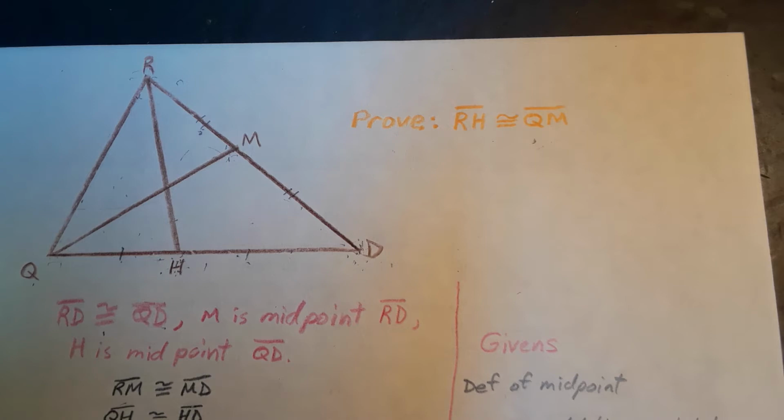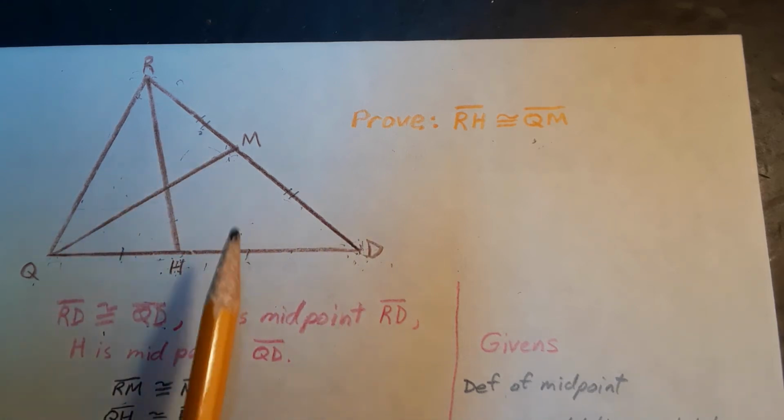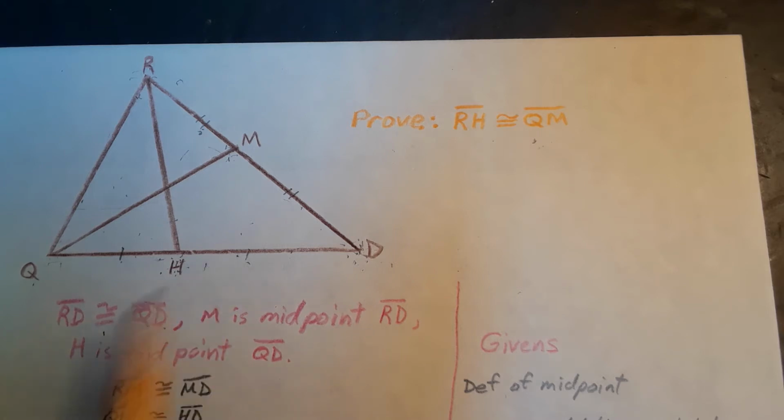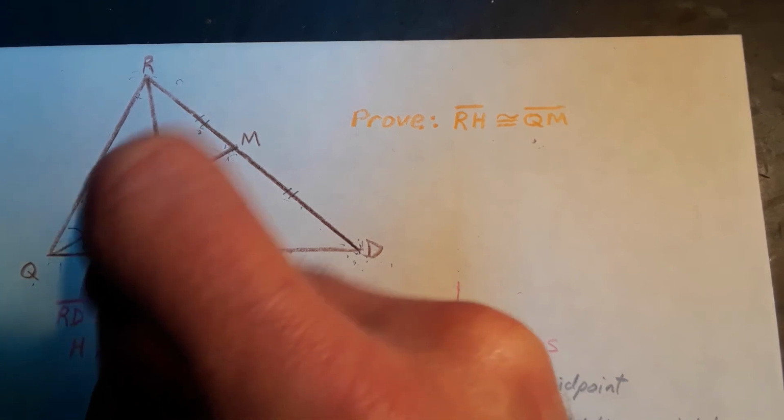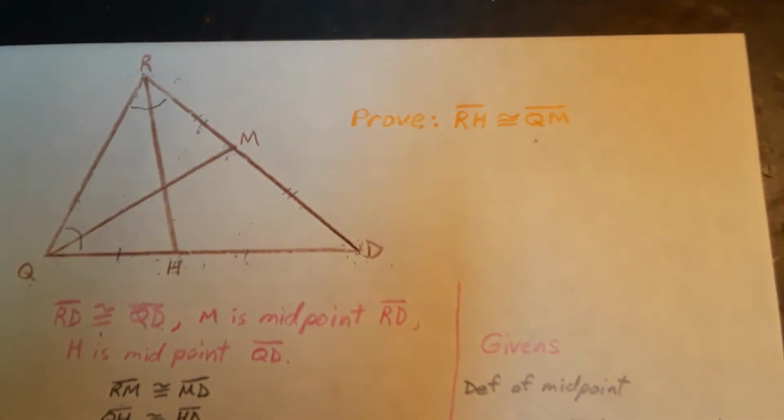angles or another side. Since QD and RD are given to us as congruent in the beginning, we know that the big triangle is isosceles. And so we can make use of the isosceles triangle theorem and know that this angle and this angle are the same. And that's the next step that we're going to use, that angle R and angle Q are congruent by the isosceles triangle theorem.